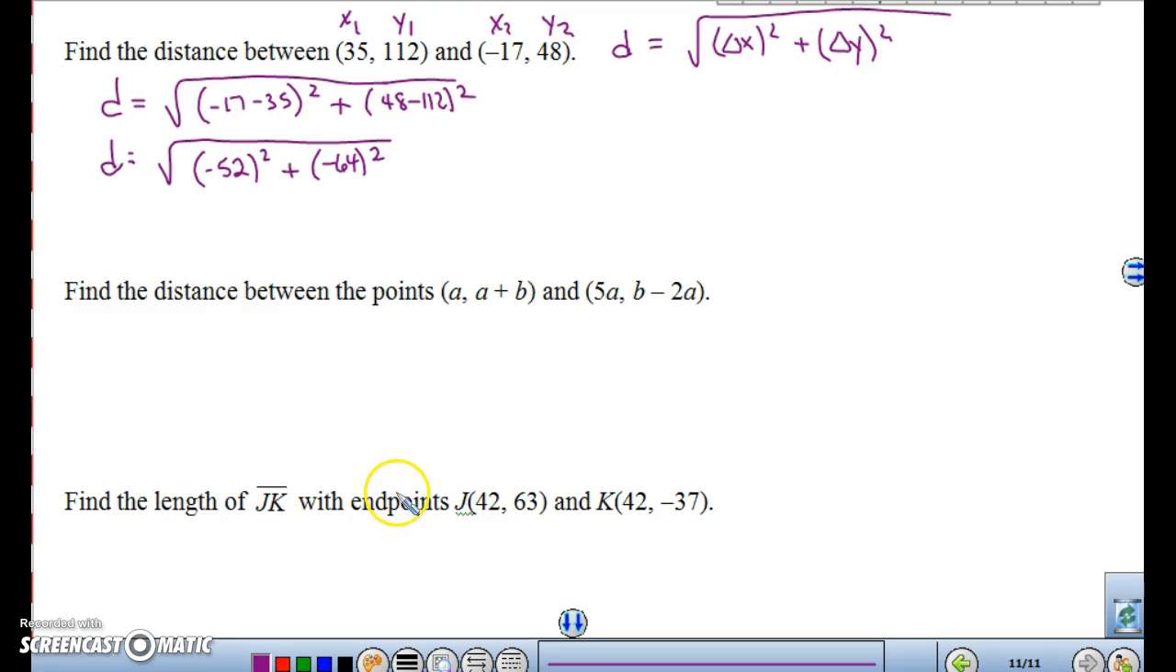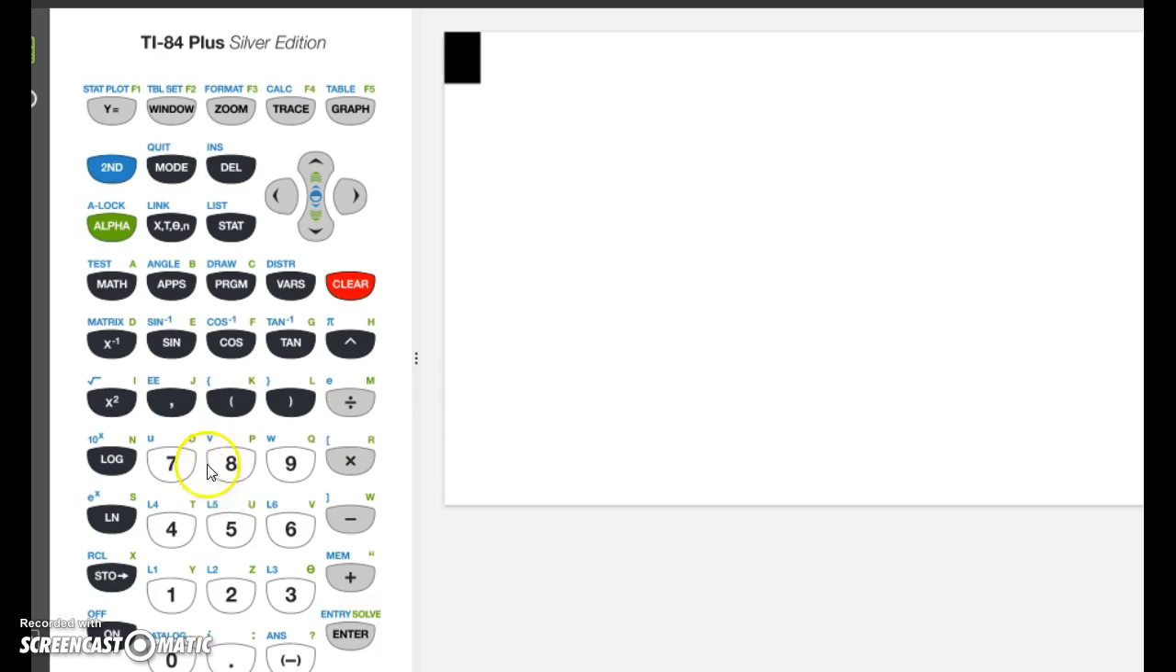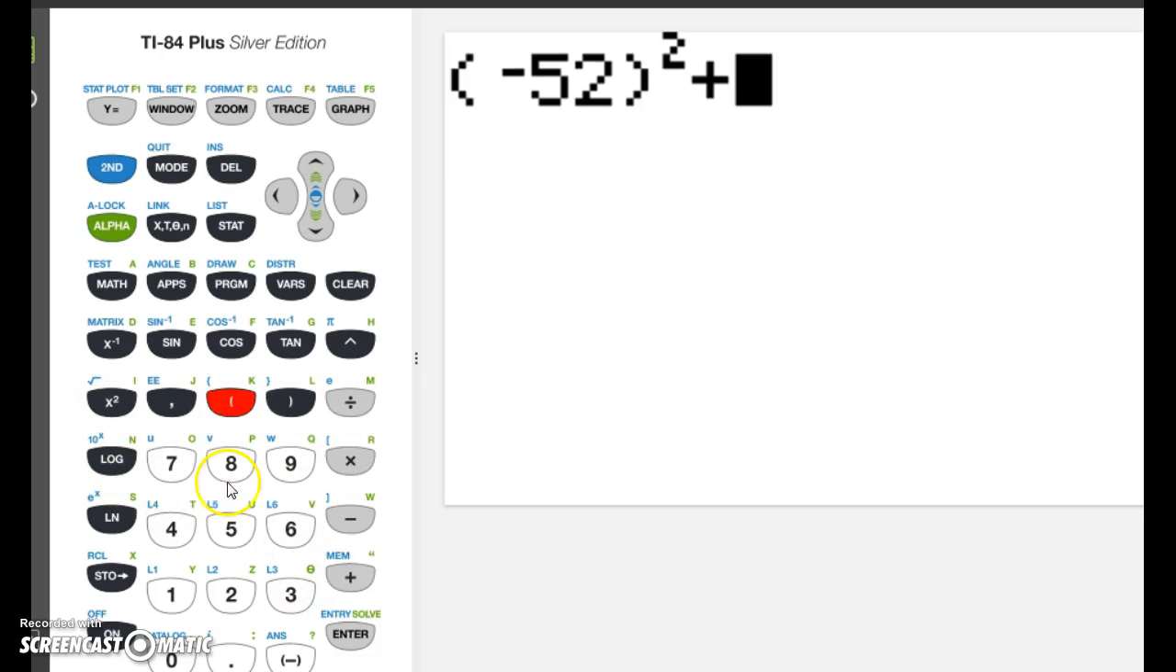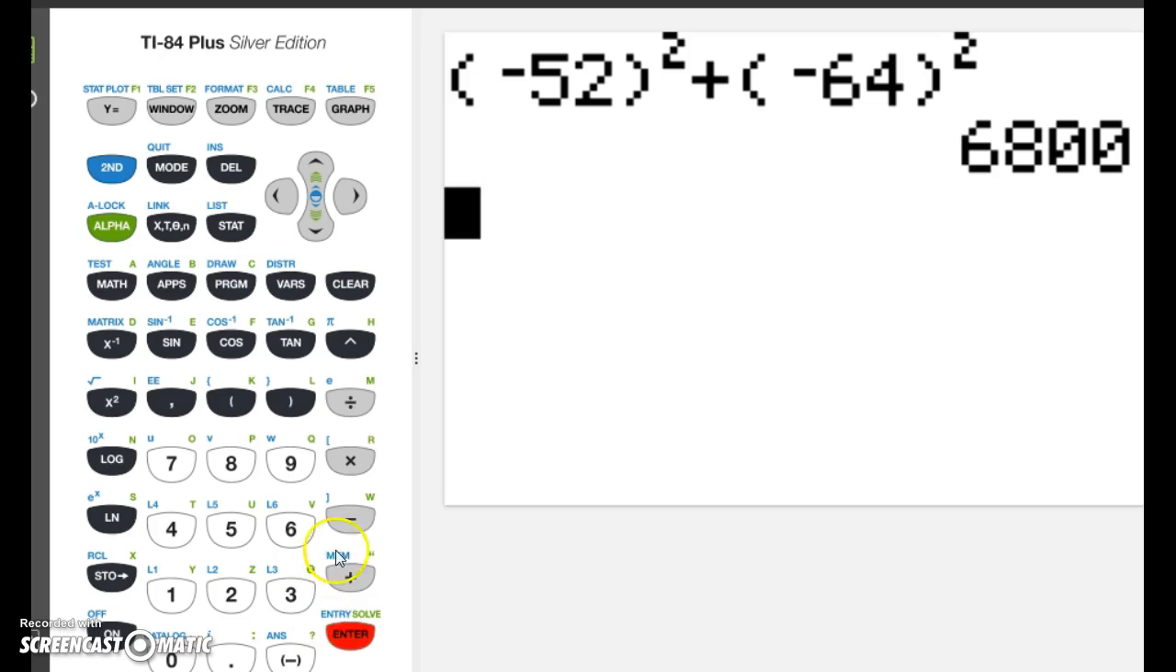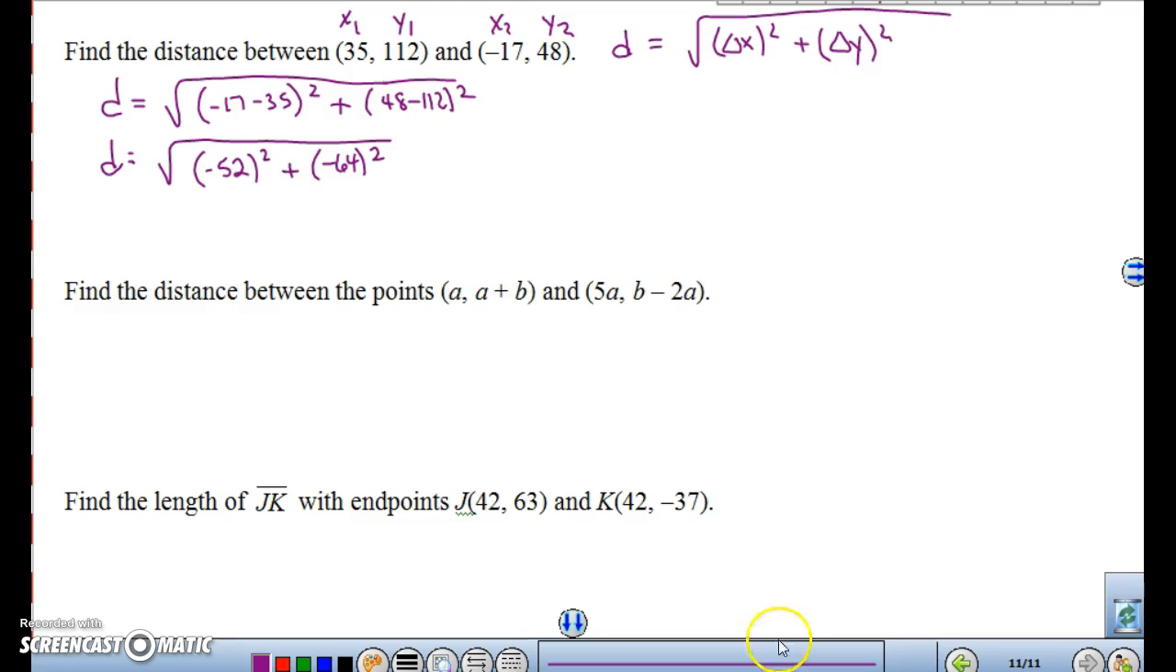Okay, now be very, very careful. Remember when you square a negative on your calculator, negative 52 squared has to be in parentheses or else it won't square the negative. So negative 52 squared plus negative 64 squared is equal to 6,800. So D is equal to the square root of 6,800.